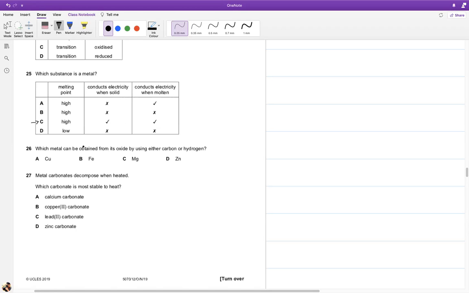Which metal can be obtained from its oxide by either carbon or hydrogen? That means that thing is below carbon and that thing is below hydrogen in the reactivity series. So there is only one option here, copper.